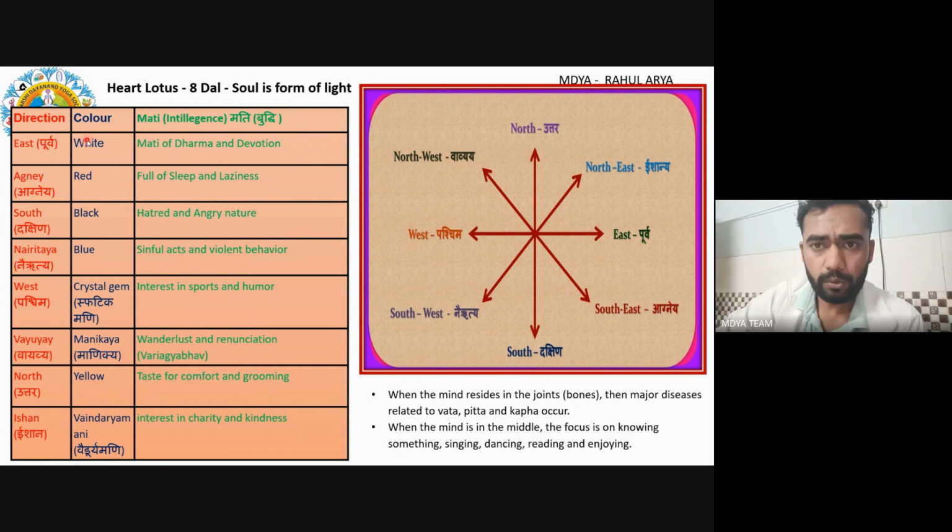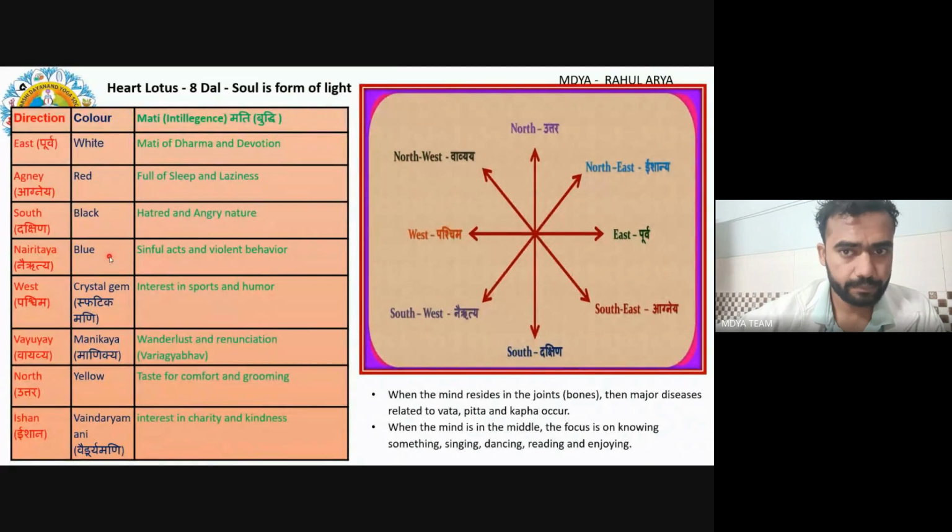Now you have to remember the color of each direction. The east color is white. The Agni color is red. The south color is black. The Nairitya color is blue. And the west color is crystal color, Sphatic, a gem like diamond.